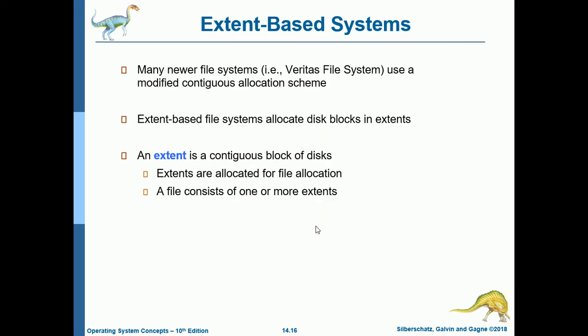Okay, next we have the extent-based systems. Many newer file systems, such as the Veritas file system, use a modified contiguous allocation scheme. Extent-based file systems allocate disk blocks in extents. An extent is a contiguous block of disks. Extents are allocated for file allocation, of course, and a file consists of one or more extents.